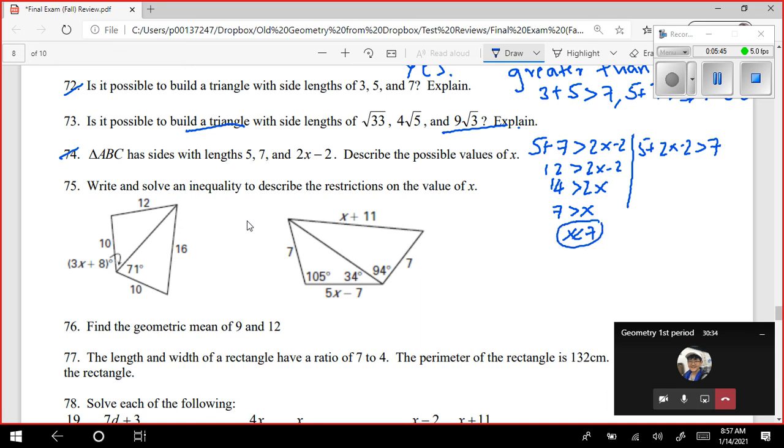This is the inequality that you get from the sum of two sides being greater than the third side. The sum of the two sides of a triangle is greater than the third side. Same way we take the other two sides. 5 plus 2x minus 2 is greater than 7. So here I have 5 minus 2 is 3. 3 plus 2x is greater than 7. Subtract 3. So I'll have 2x is greater than 4. Further divide by 2 on both sides to get x is greater than 2.